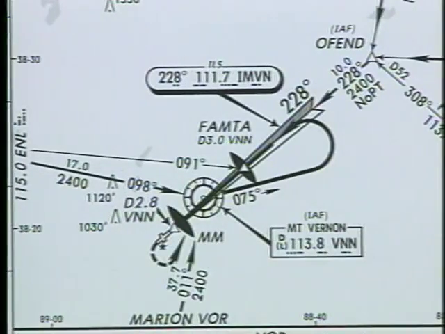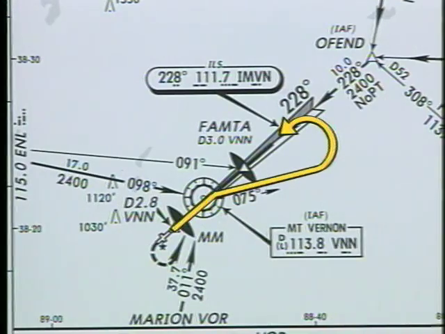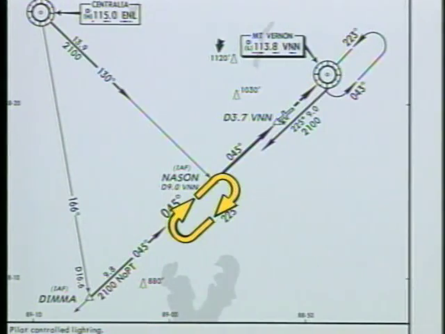The method of course reversal for some procedure turns is not optional. When a procedural track is charted, such as this teardrop or this holding pattern, you must fly the procedure exactly as shown.